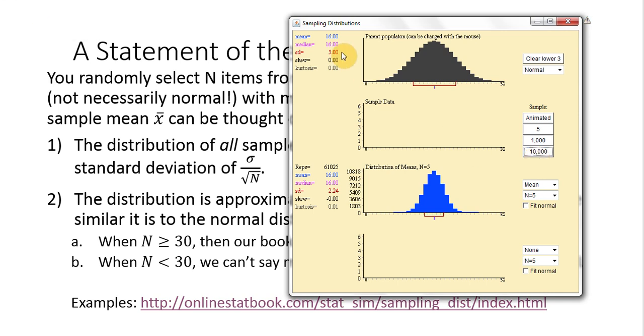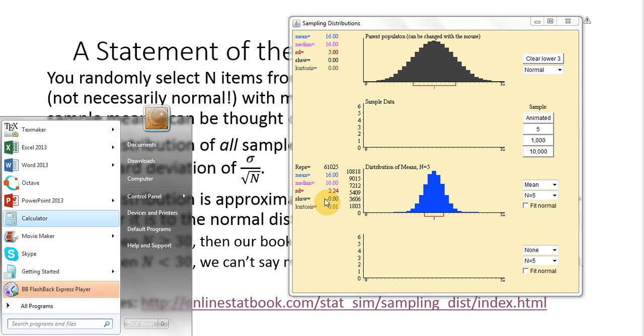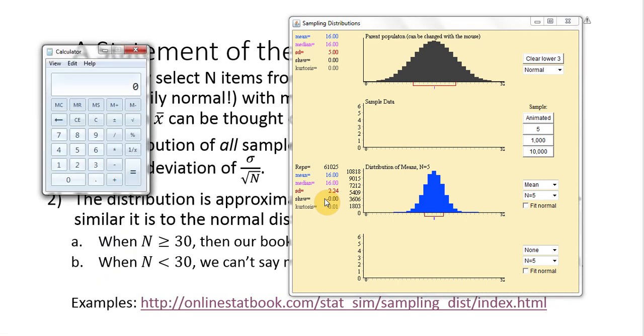There it is. And if I look at the standard deviation, it's now smaller. It's 2.24. And if we open up a calculator and we do 5 divided by the square root of 5, we get 2.236 or 2.24. So that's precisely what happened for us.